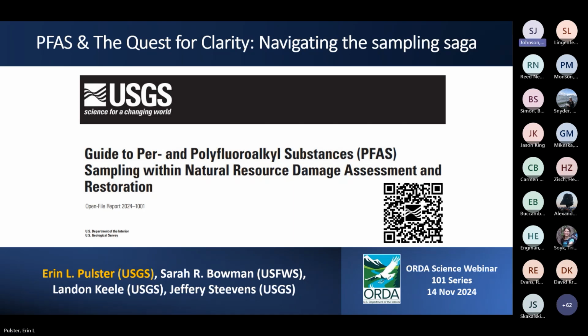PFAS and the Quest for Clarity, Navigating the Sampling Saga. Official logo for USGS, Science for a Changing World. Report title, Guide to Per- and Polyfluoroalkyl Substances, PFAS, Sampling within Natural Resource Damage Assessment and Restoration. There is a QR code that leads to this guide, also called the Open File Report 2024-1001. Scan the screen with your phone or select the link in the transcript for access.